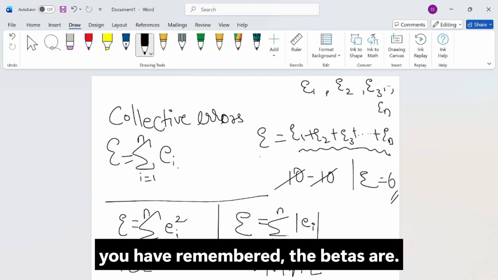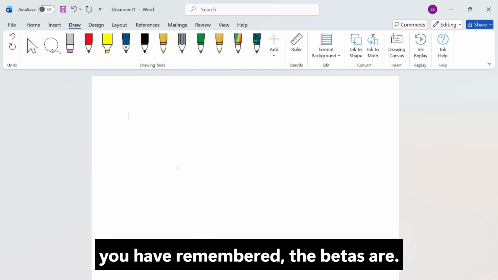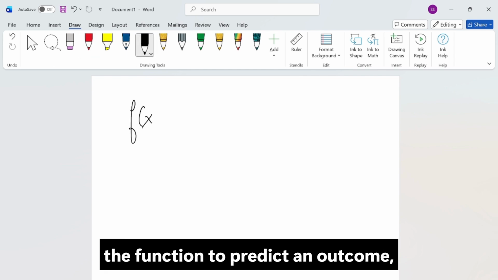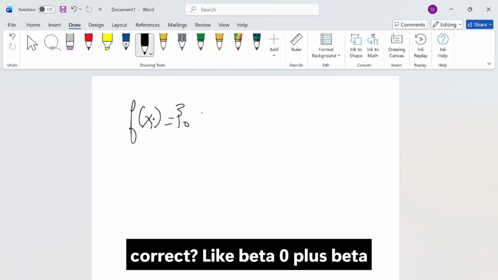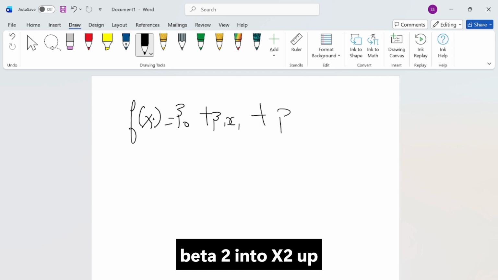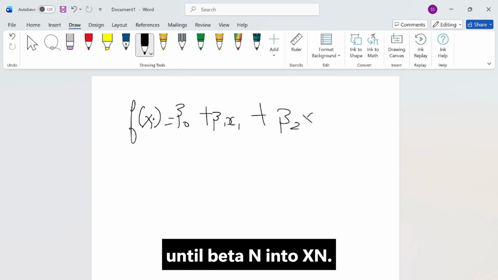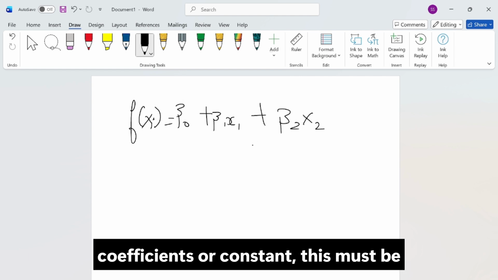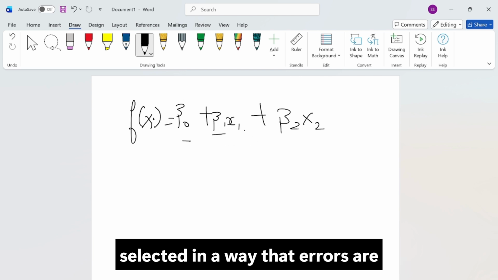All right. If you have remembered, the betas are those constants that we use in the function to predict an outcome. Correct? Like beta 0 plus beta 1 into x1, beta 2 into x2, up until beta n into xn. Alright, so these betas, which are these coefficients or constants, must be selected in a way that errors are produced as small as possible.